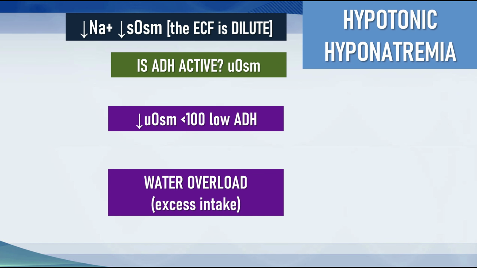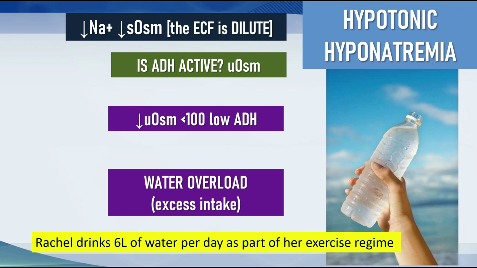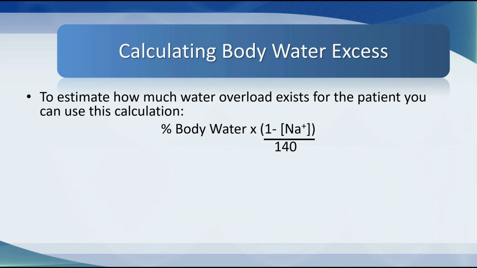Once Rachel wakes up enough to take a history from her, it turns out that Rachel drinks 6 litres of water a day as part of her exercise regime, and she is completely water overloaded. So, how do we know how much water overload is present? Well, there's a great calculation for this. To estimate how much water overload exists, you use the following calculation.